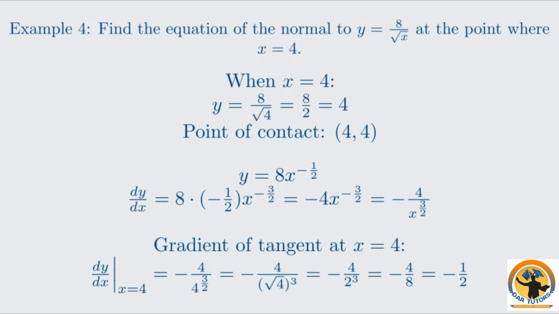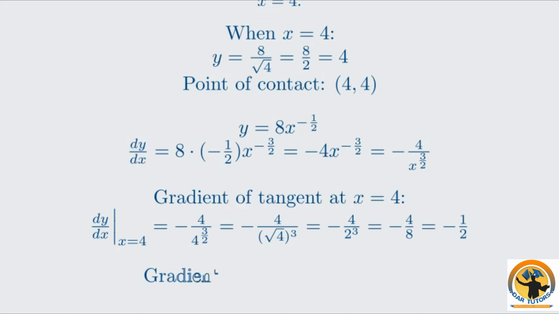Now we can find the gradient of the normal. It's the negative reciprocal of the tangent's gradient. The gradient of the normal is negative 1 over negative 1/2, which is 2. So the normal has a gradient of 2. We have the gradient equals 2, and the point of contact, (4, 4).